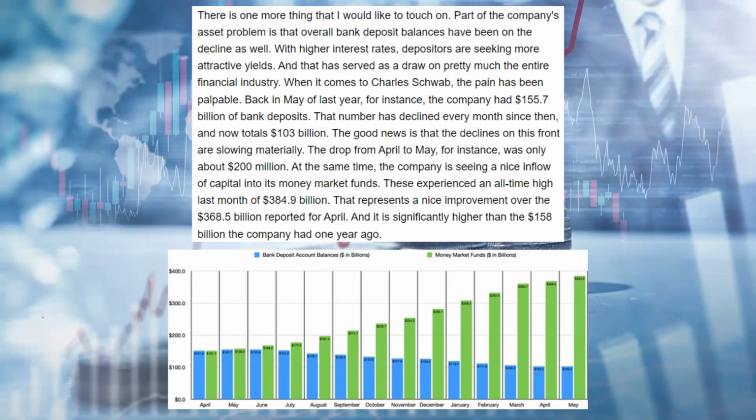Now, these experienced an all-time high last month of 384.9 billion. That represents a nice improvement over the 368.5 billion reported for April, and it is significantly higher than the 158 billion the company had 1 year ago. And so we can see here in green, the money market funds numbers in billions has been on a sharp incline, even though bank deposit account balances are declining right here. So that's what we're seeing in blue, and then we're seeing the money market funds increasing in the billions.